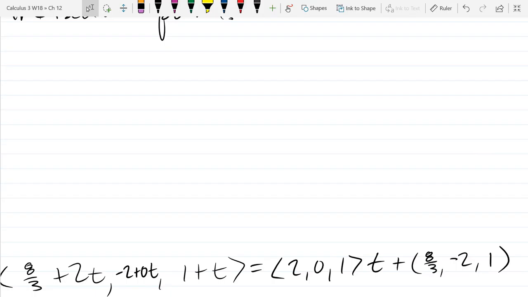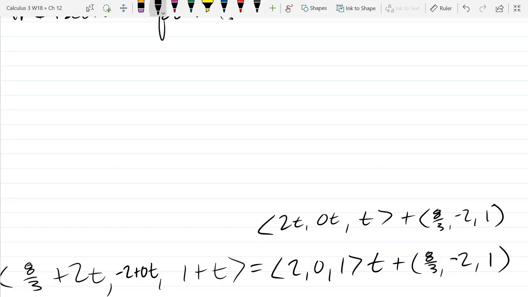If you add up on the right side, you should get the left. You have to distribute your t first. So you have 2t, 0t, 1t, plus 8/3, -2, 1. Add those together. Check your answers if you're on the right route. If you work backwards, you should be able to get back to the original. Yeah, these three are the same. I'm just showing you the intermediate step of why.